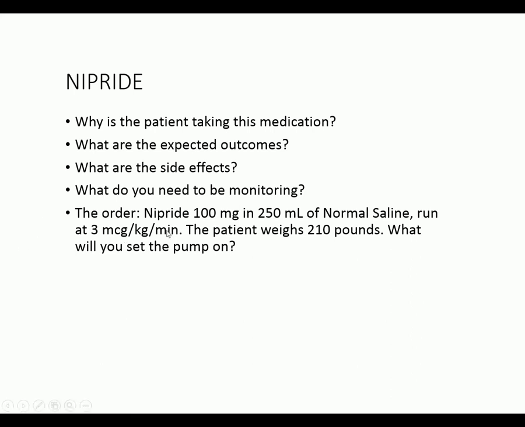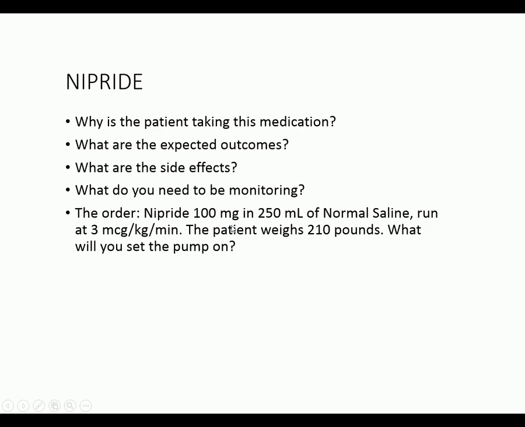We need it per hour. So multiply that by 60. And that 286.5 times 60 is going to give you 17,190 micrograms per hour. Okay? Now, that's micrograms per hour. We need milligrams. Alright?